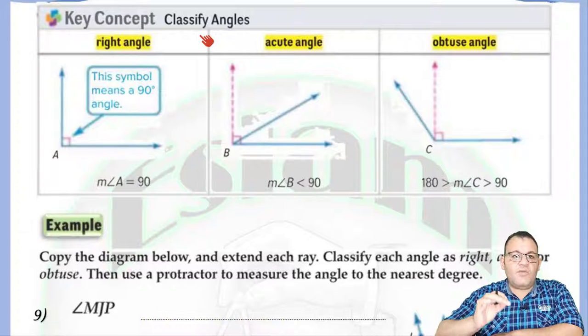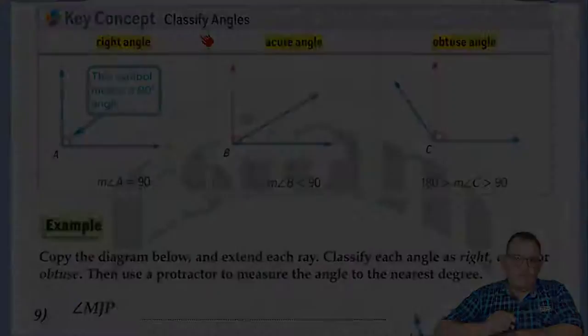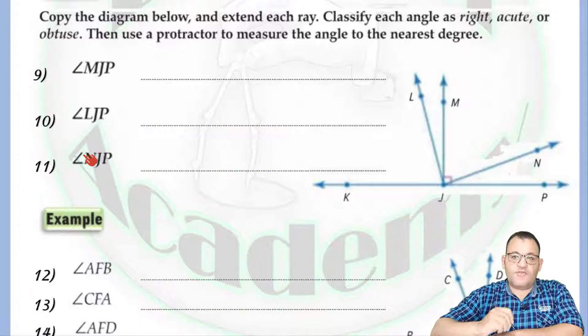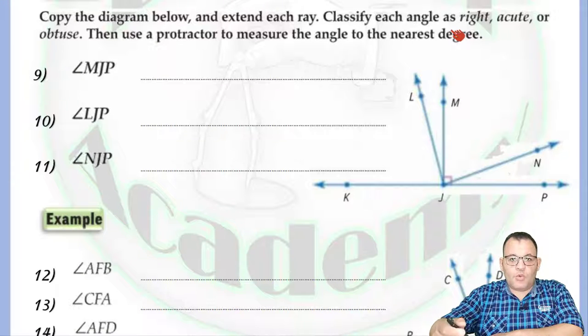But if you find that the measure is exactly 90, it will be a right angle. But if you find that the measure is more than 90 and less than 180, it will be an obtuse angle. And those are the 3 types of angles that we have until now. In this problem, we need to classify each of the following angles, if it's an acute, right, or obtuse angle.